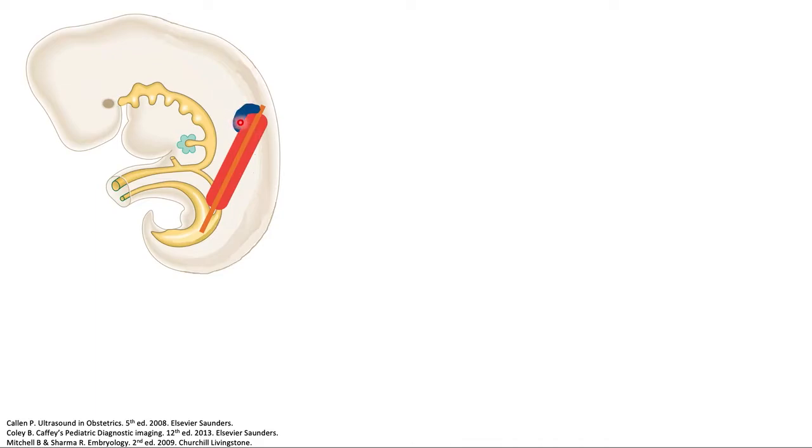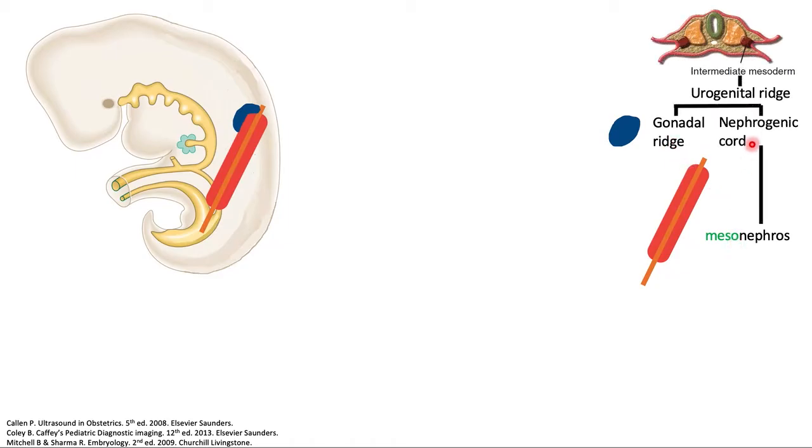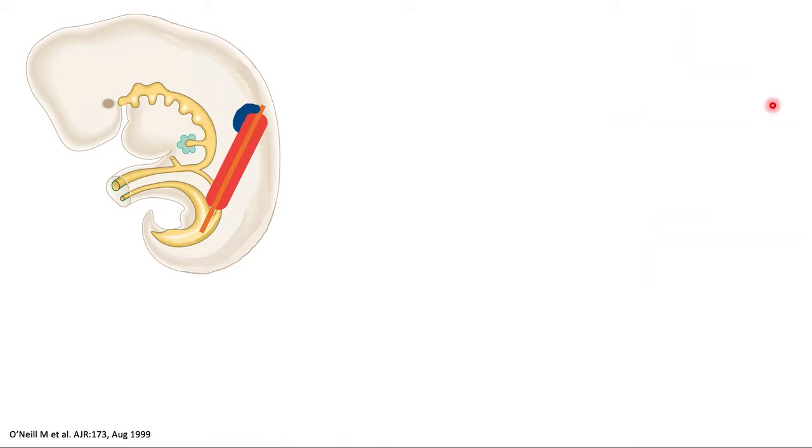These two structures are close together because the early ovary comes from the gonadal ridge, and the mesonephros comes from the same structure. So the gonadal ridge and the mesonephros derive from a single structure, and that is called the urogenital ridge. So now we're going to see how the female genital tract forms.